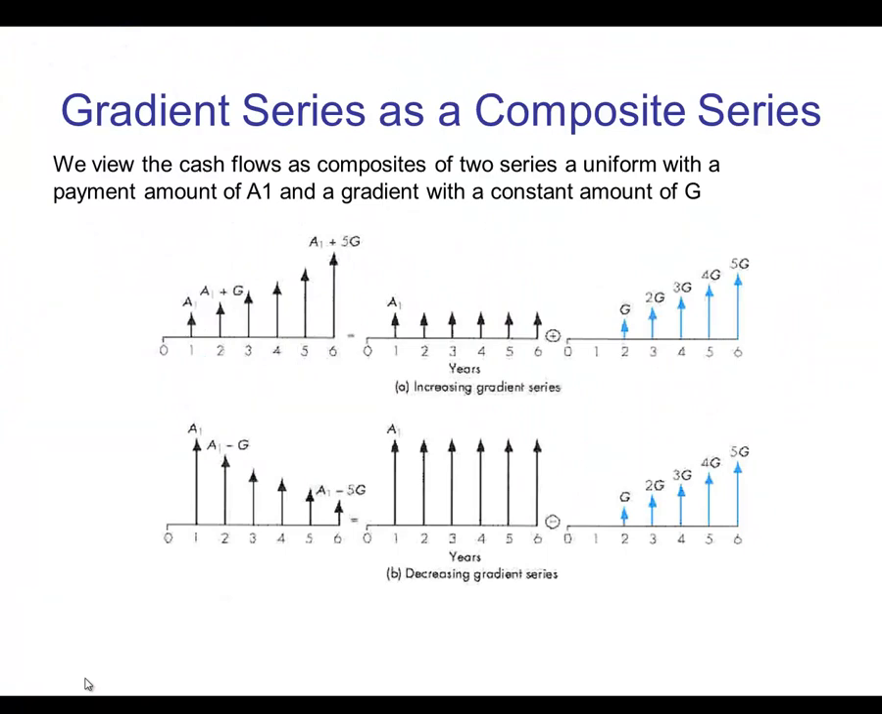Some payments could be a combination of two series. In these cases, we can separate the two series before we do any calculations. Then we can perform the calculation on both of them separately to find the present worth, and we add the present worth from each series to find the total present worth.